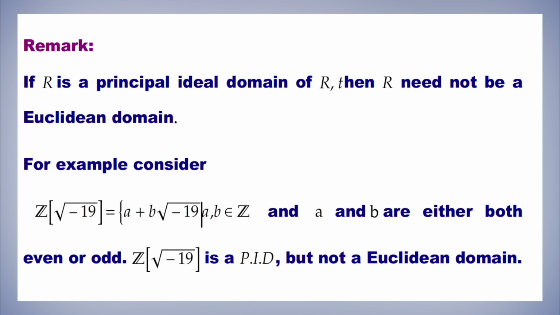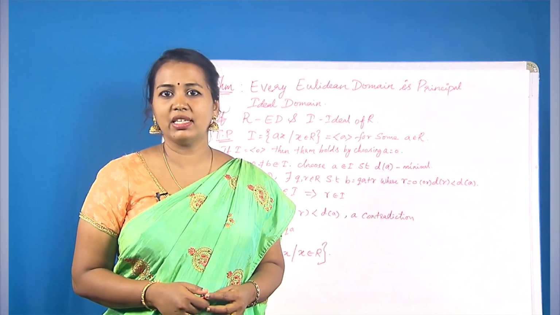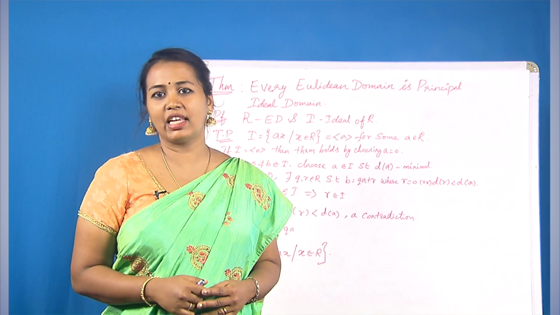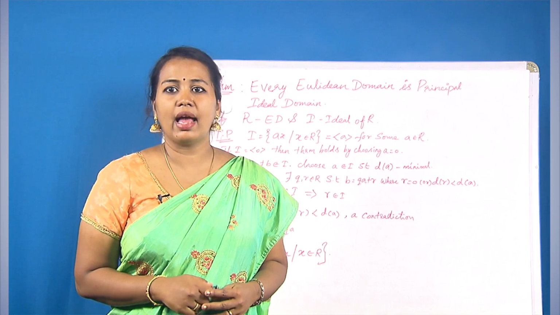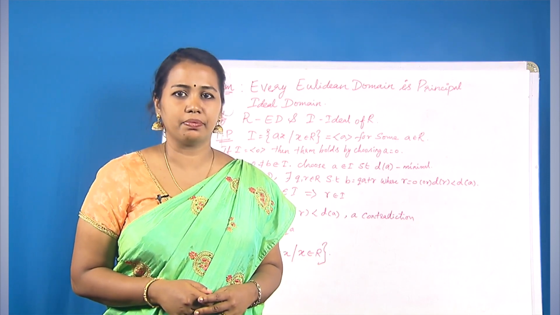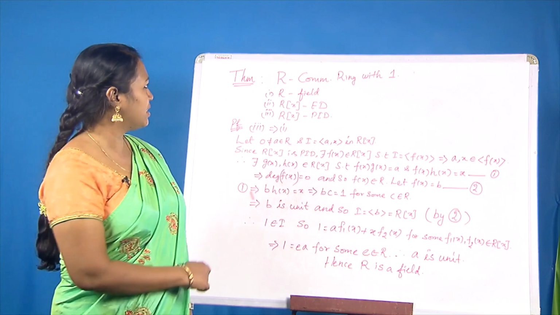For example, consider Z of root minus 19, which can be written as A plus B times root minus 19, where A and B belong to Z, and A and B are either both even or both odd. Now Z of root minus 19 is a principal ideal domain, but it is not a Euclidean domain. Proof of this result is beyond the scope of this course, but just keep it in mind. Now let us see the relation of field, Euclidean domain and principal ideal domain in the next theorem.